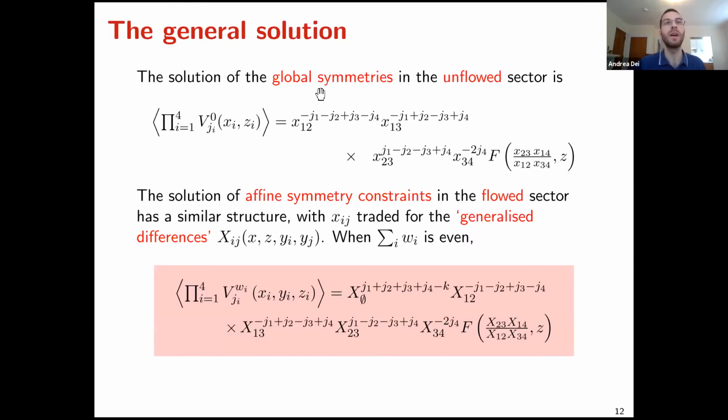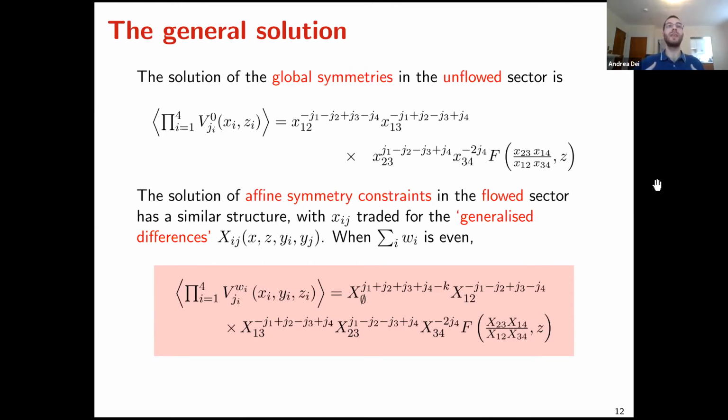So if you look at global symmetries for the correlator with no winding, the unflowed correlator, you can fix the dependence of the x's completely up to an unknown function of the cross ratio. So you see here on the first line, you have x12 is x1 minus x2. And f is an unknown function of the cross ratios.